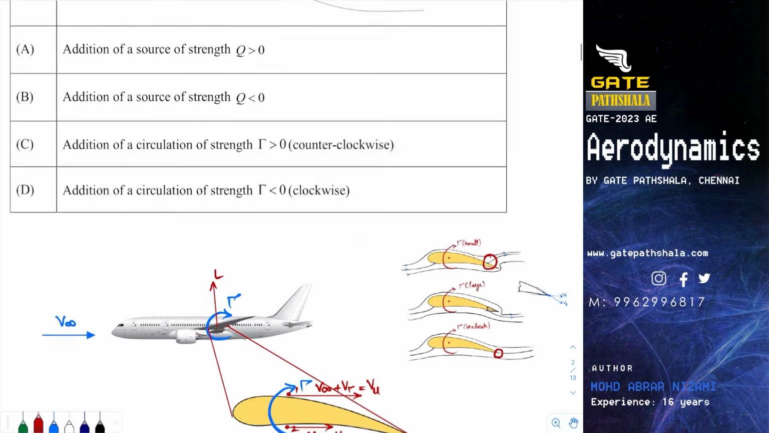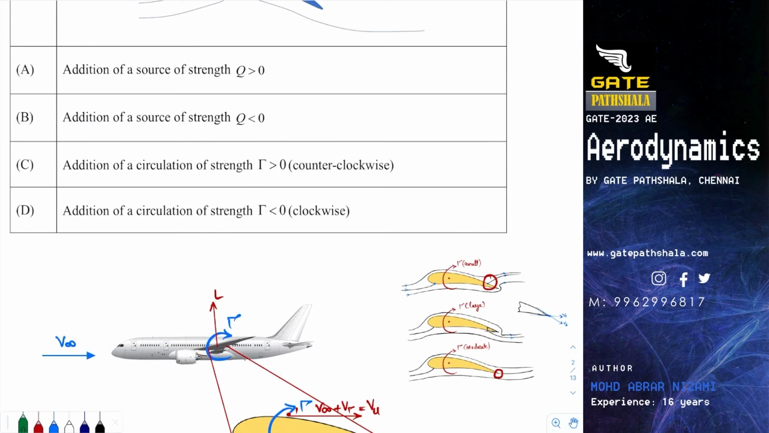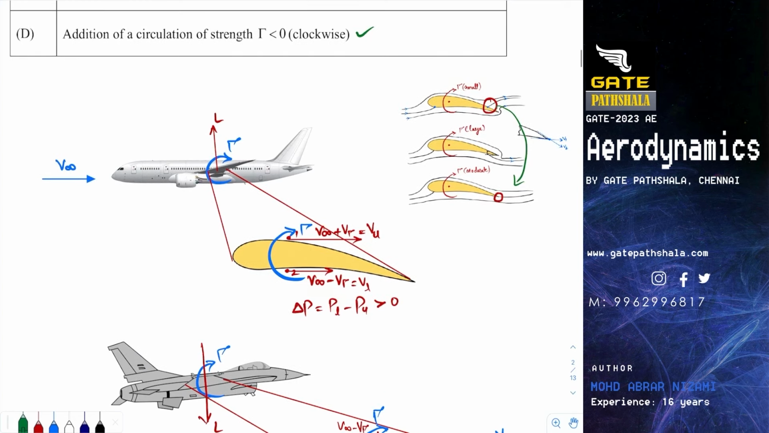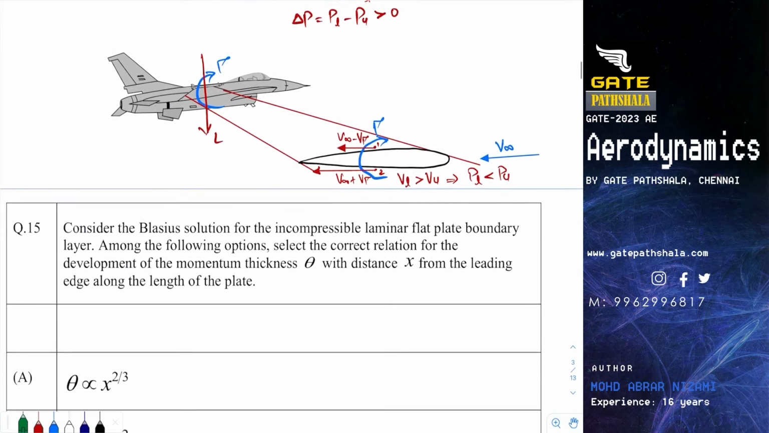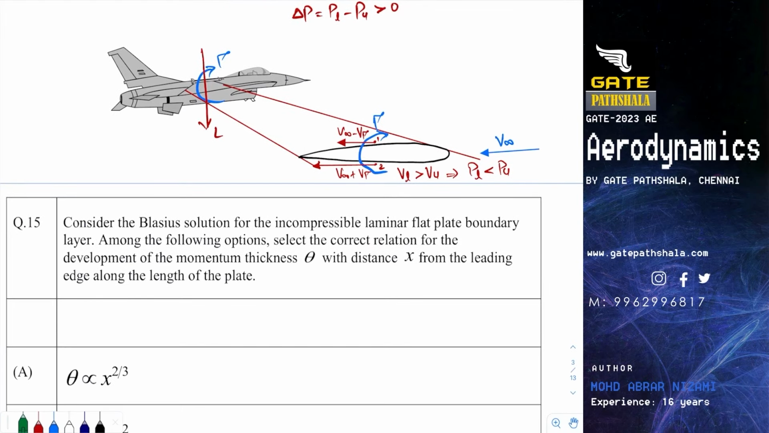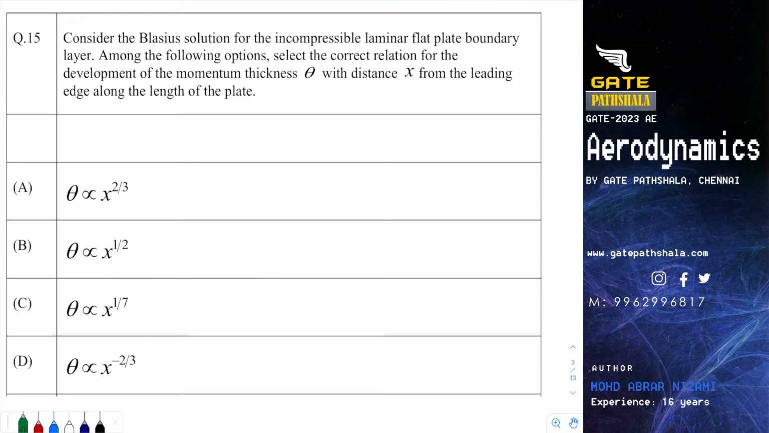So the answer to this, before moving on to the next one, is that we have to add circulation of strength gamma. So less than or greater than doesn't matter here. To bring this from here till here, we require the clockwise direction. So do not get confused with clockwise is positive, anti-clockwise is negative, like that. That all depends on from where to where your aircraft is moving. Fine. Let's move on to the next question in Fluid Mechanics and Aerodynamics of GATE 2023.